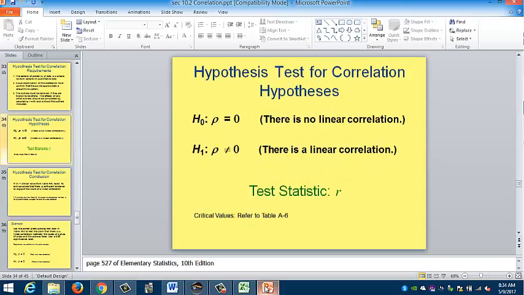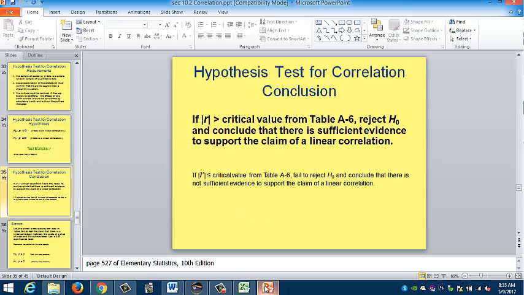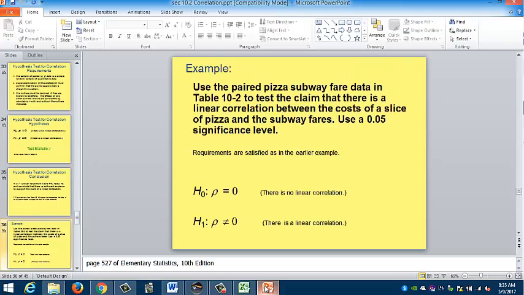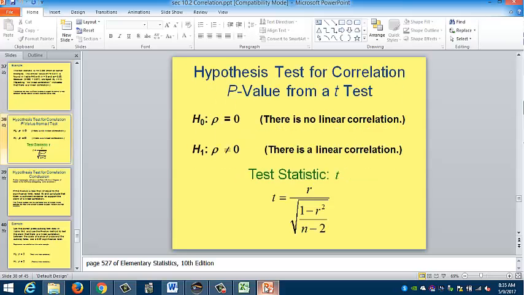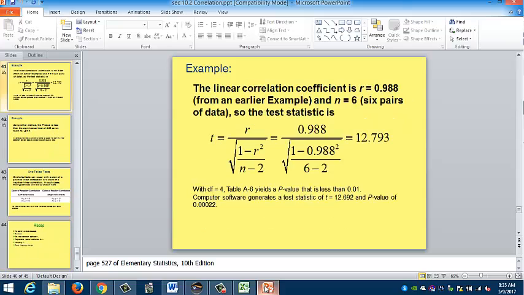So here is what I just told you. You either reject H0, and if you do reject H0, then you say there is sufficient evidence to support the claim of a linear correlation. When they did the pizza versus Subway problem, they computed their test statistic. They actually use a t-test: t equals, based on r and r squared. We're not going to do all this, guys. I just wanted to show you that you can go through the same kind of things we did. Hey, guys, t equals 12.7. Is that a big T value?